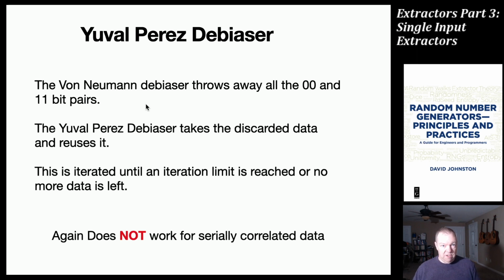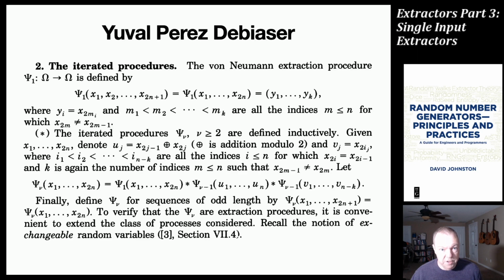So it generates a string from the output of the von Neumann debiaser plus the stuff that was thrown away, and generates a new string and then does it again, and it iterates a few times until some limit is reached. And again, this doesn't work for serially correlated data for the same reason, but it's quite a bit more efficient. So here's the definition in the paper by Elias-Peres, and of course it's written in mathematical gobbledygook, so it took me a little while to read this and untangle what was being said.